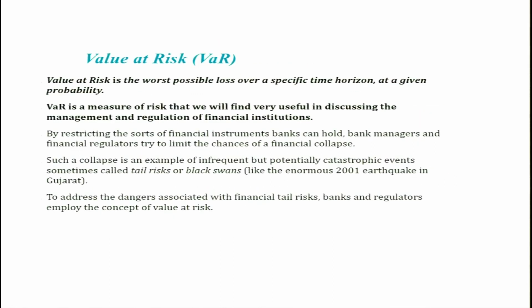So, let us summarize this concept. Value at risk is the worst possible loss over a specific time horizon at a given probability, and we will find this measure very useful in discussing the management and regulation of financial institutions. By restricting the sort of financial instruments a bank can hold, bank managers and financial regulators try to limit the chances of financial collapse. Such a collapse is an example of an infrequent but potentially catastrophic event, sometimes called tail risk or a black swan, for example an enormous earthquake. The earthquake happened in Gujarat.